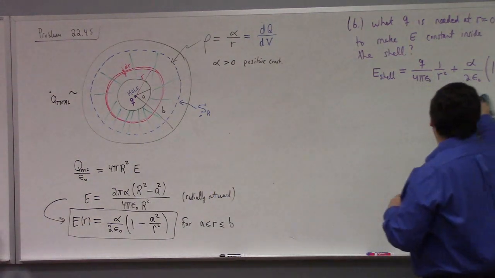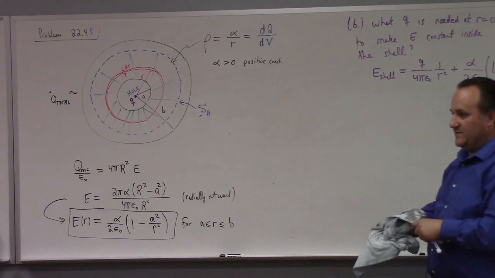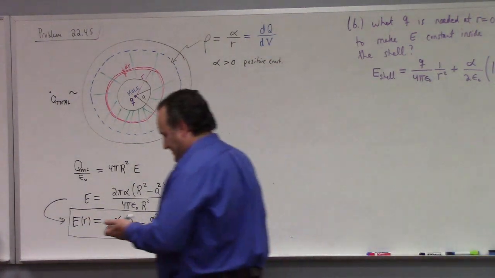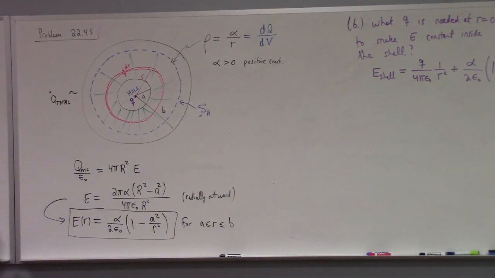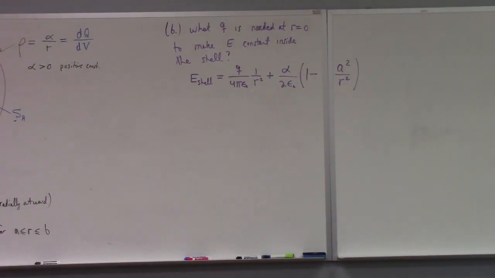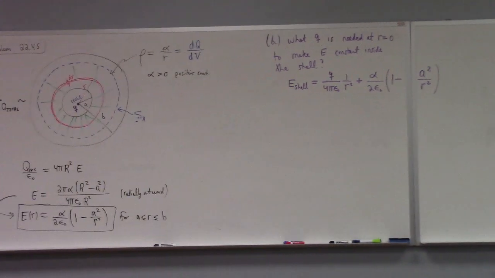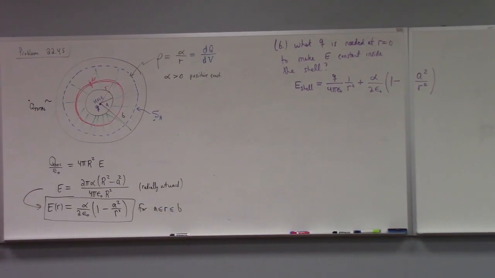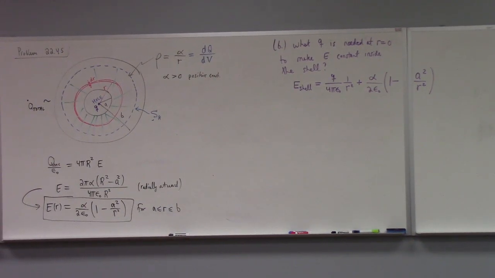Look at what we're up against. We want to make this constant inside the shell. What should we do? It's kind of a quirky algebra problem. How do you make the shell field constant? Well, you can't have a dependence on 1 over r squared, right? How can we get rid of the r squared dependence? You want to make the q term cancel the r squared term?